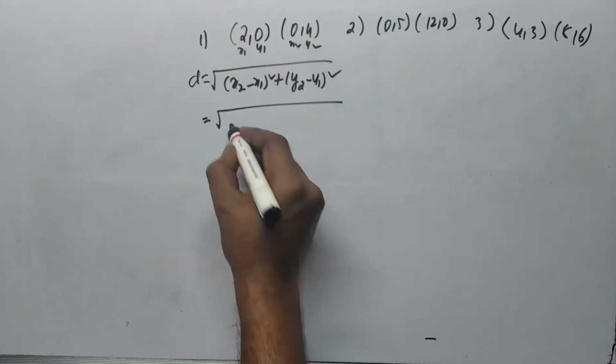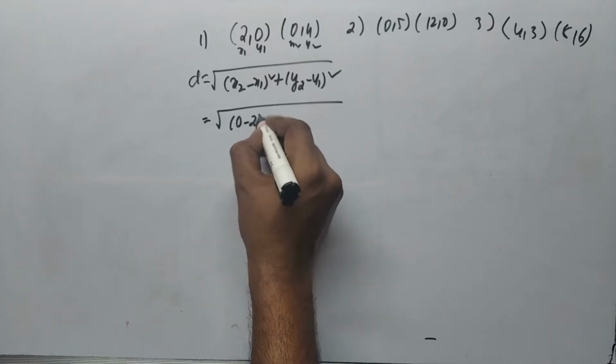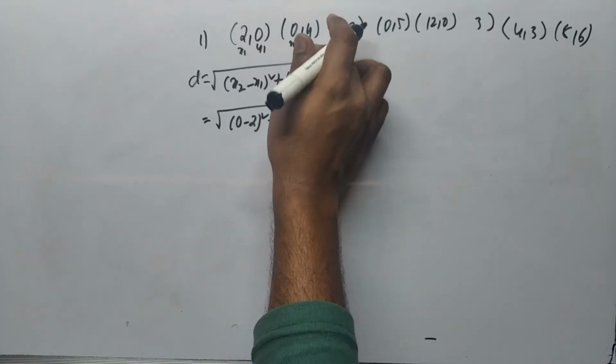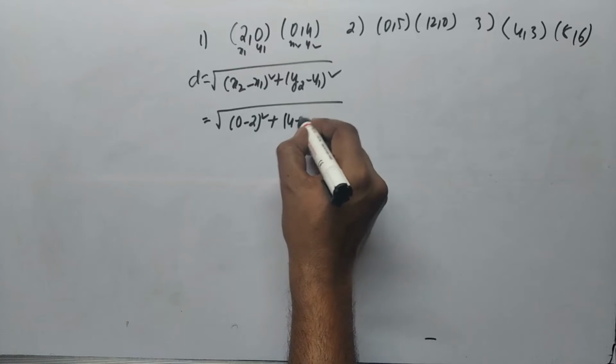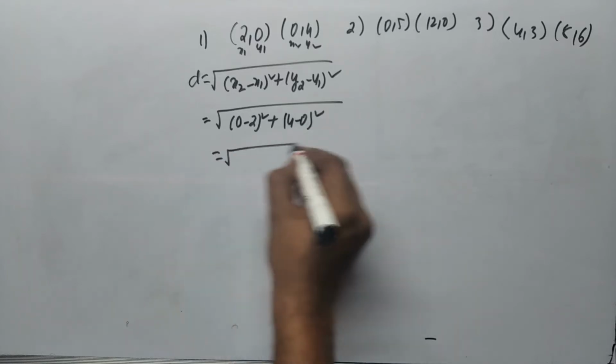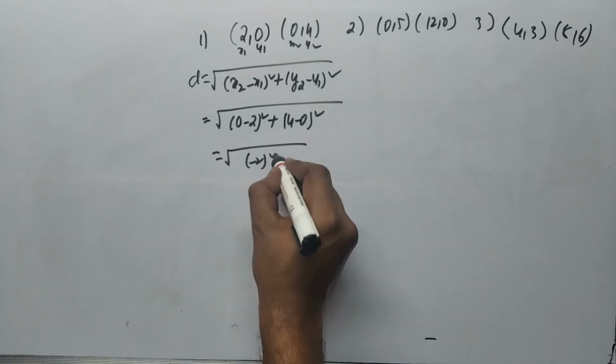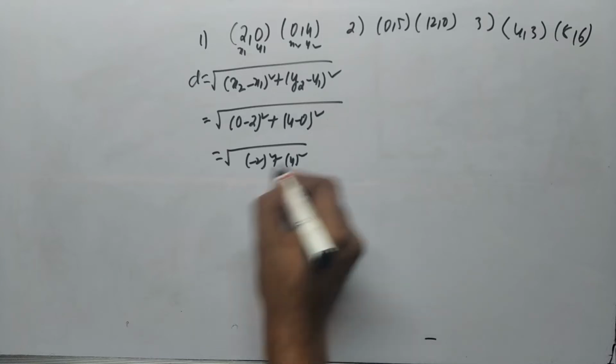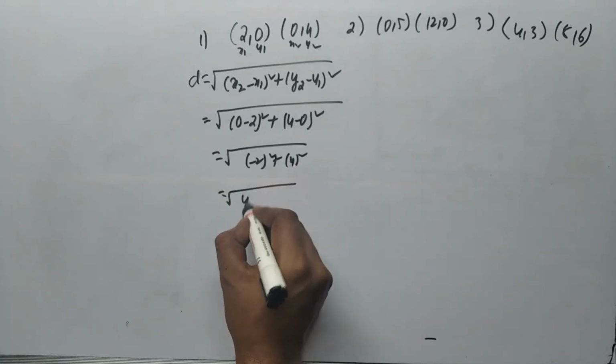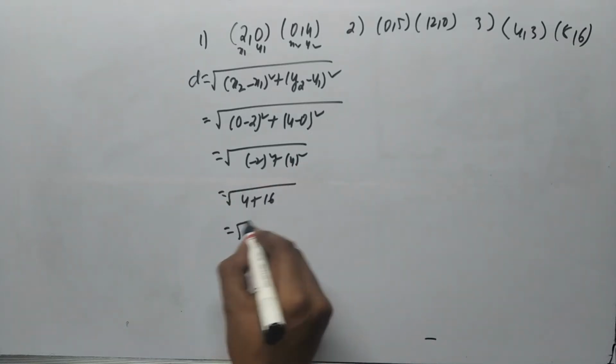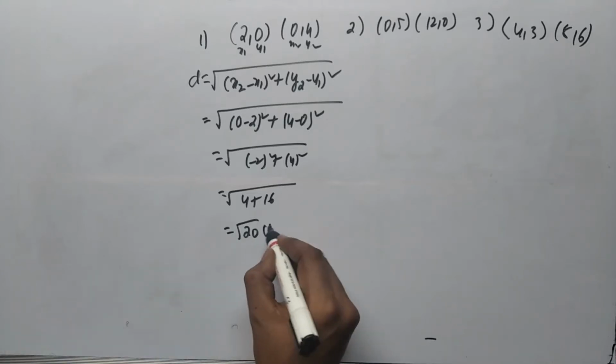This is x1, this is y1, this is x2, this is y2. So x2 minus x1: 0 minus 2 whole square, and y2 is 4, so 4 minus 0 whole square. 0 minus 2 is minus 2 and 4 minus 0 is 4. Minus 2 square is 4, and 4 square is 16. We get the value as root 20. This is in units, you can write.